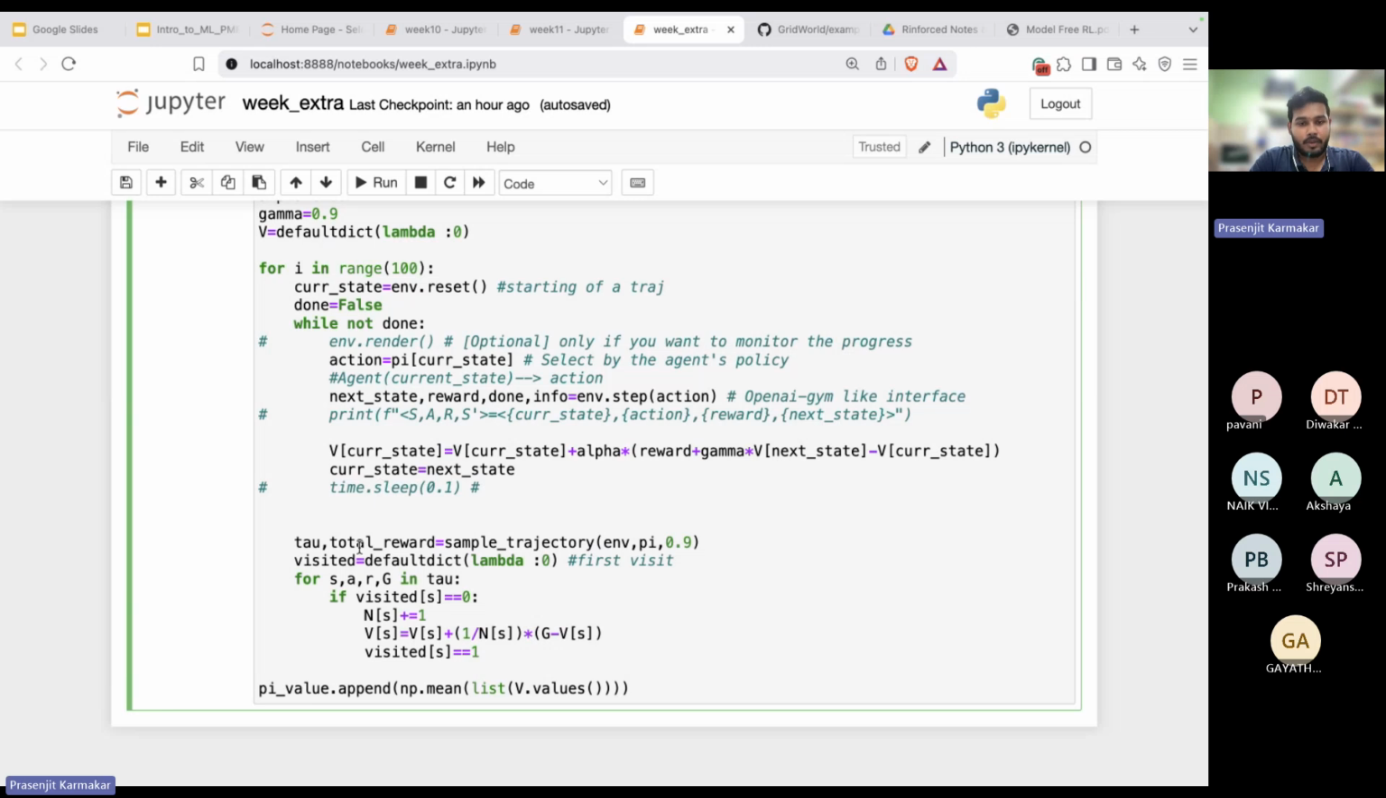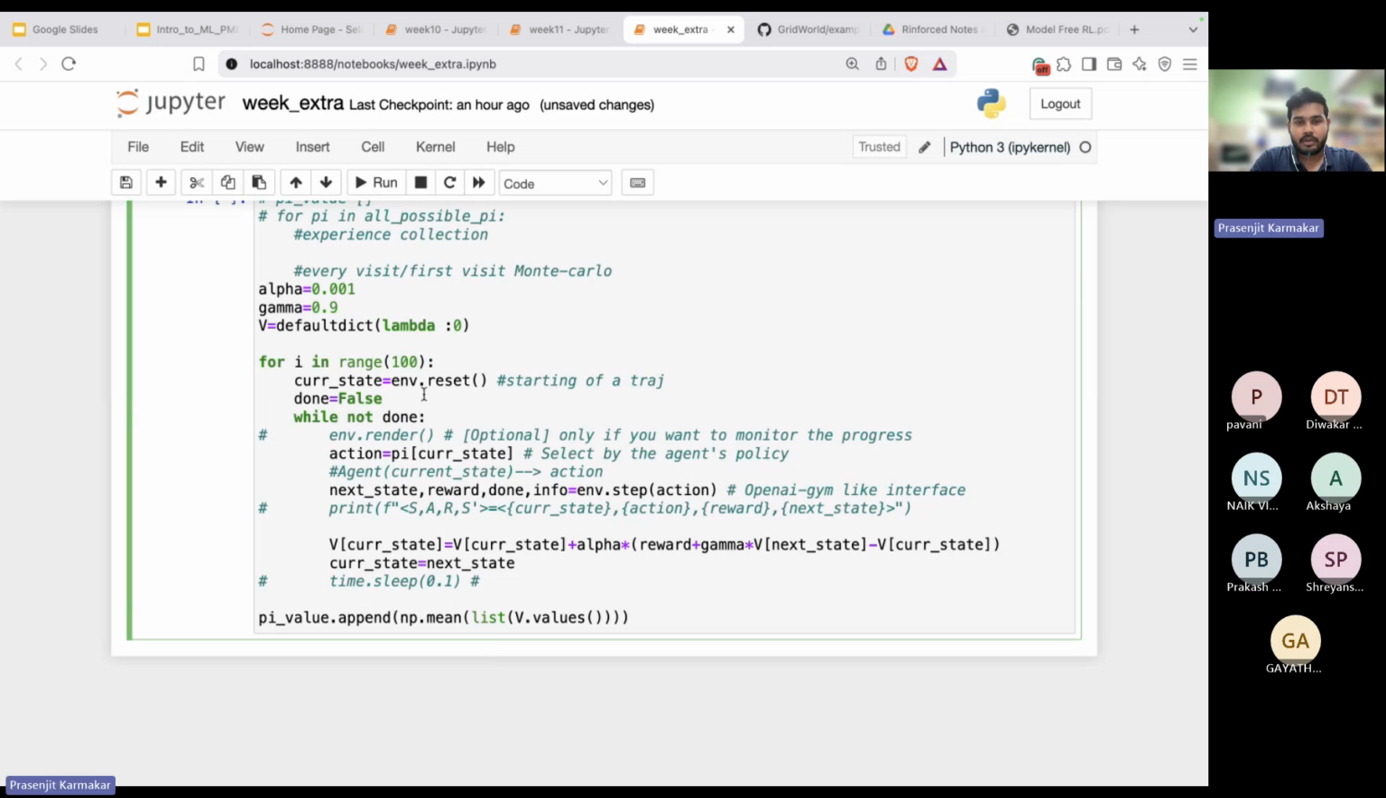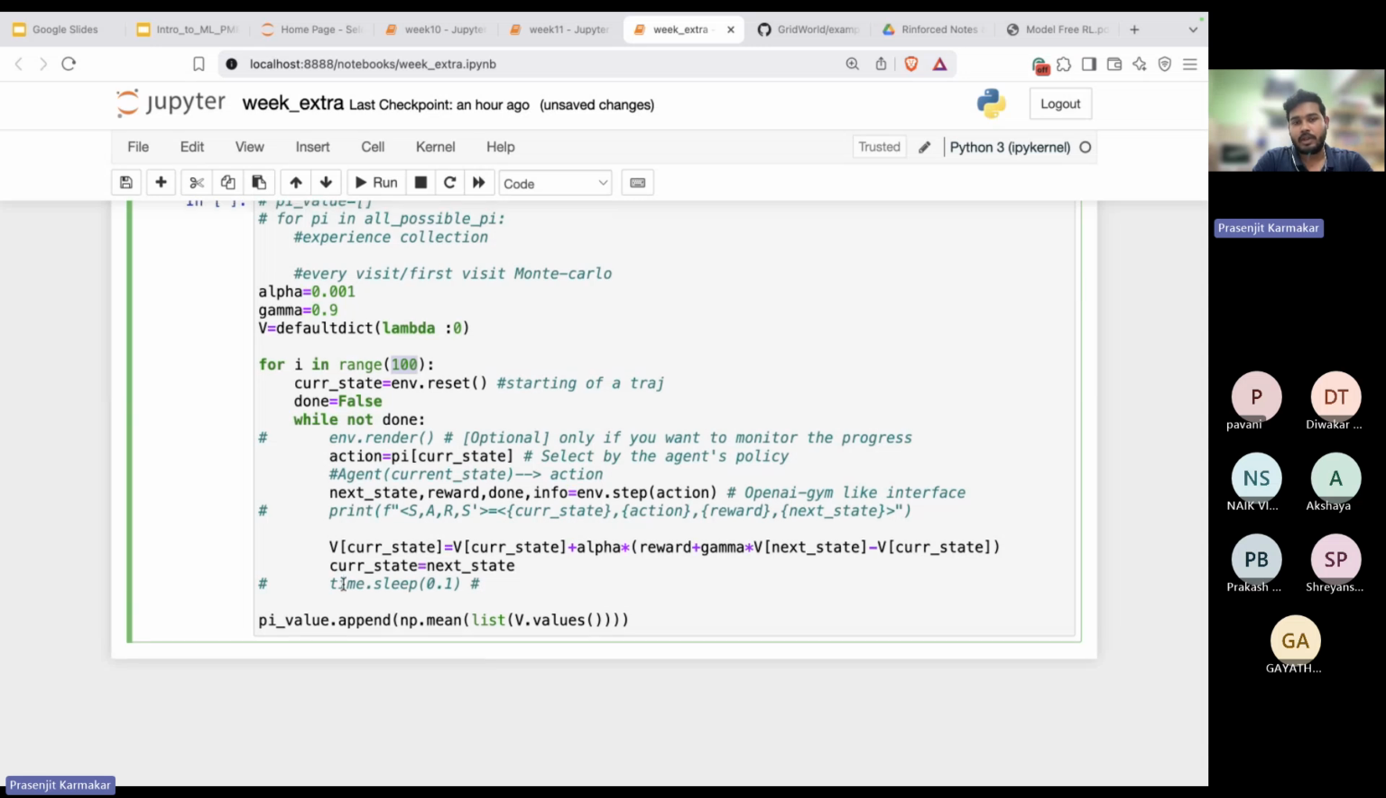Next step. Now these things are not required. After you traverse through all the experiences, you have your new value function estimate. As you are not storing the trajectories, you are updating the value function as you are going along, right? After the end of the 100 plays, you basically get your mean value function and append it to the pi value.